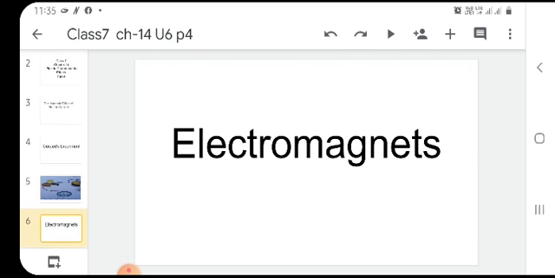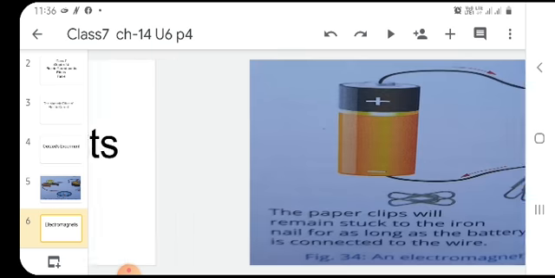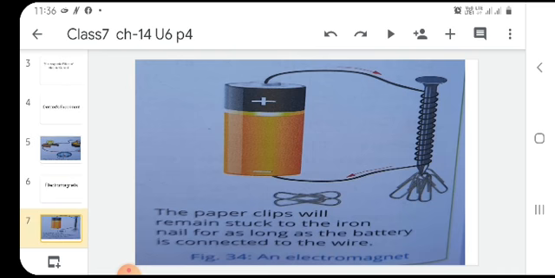Now, what are electromagnets? The magnetic effect observed in Oersted's experiment is not so strong. By altering the setup of this experiment, we can create a temporary magnet of greater strength. So, we call it an electromagnet. See here, the paper clips will remain stuck to the iron nail for as long as the battery is connected to the wire.